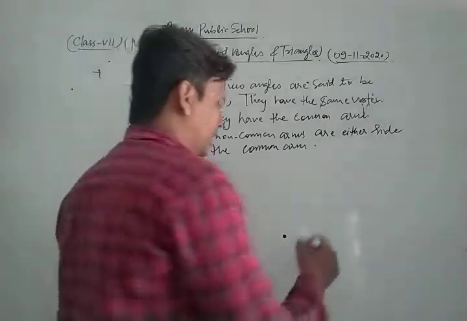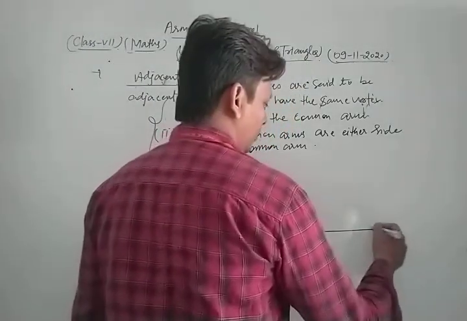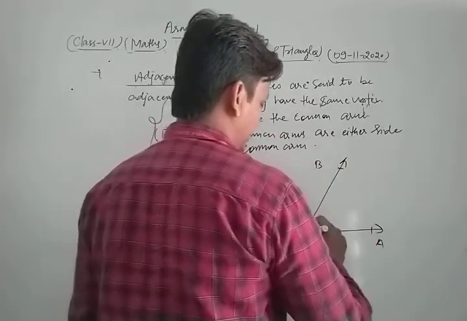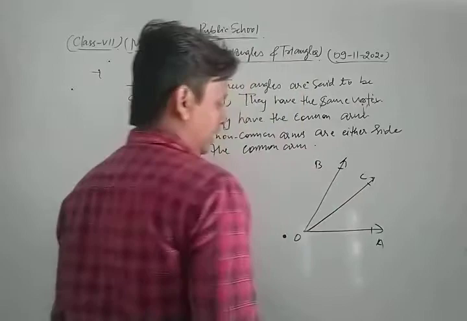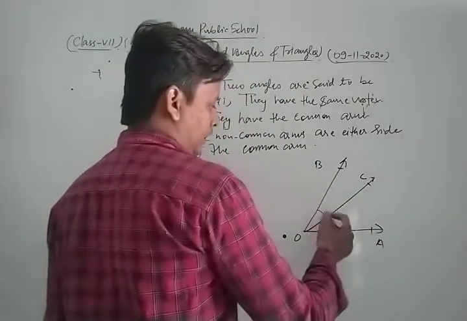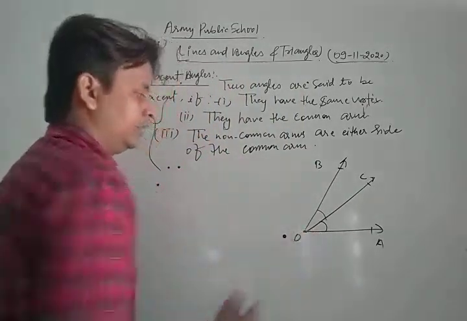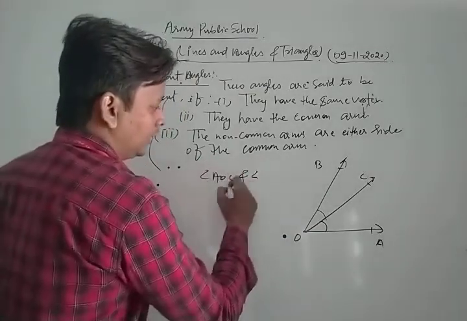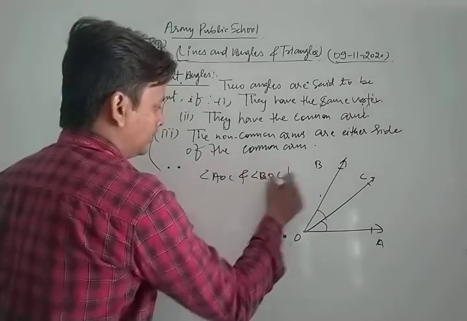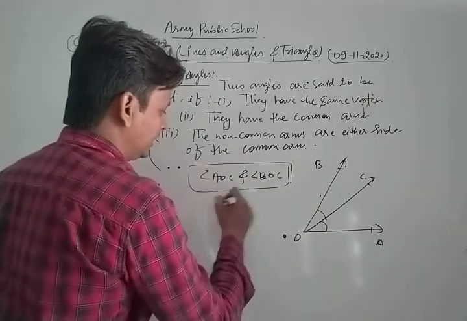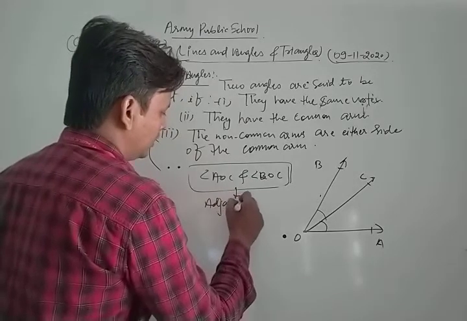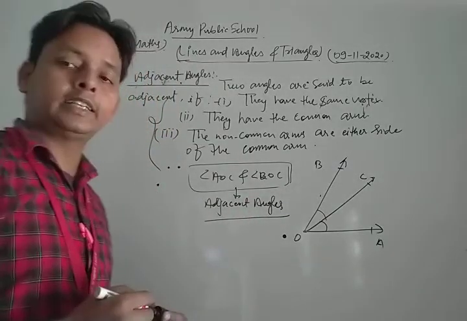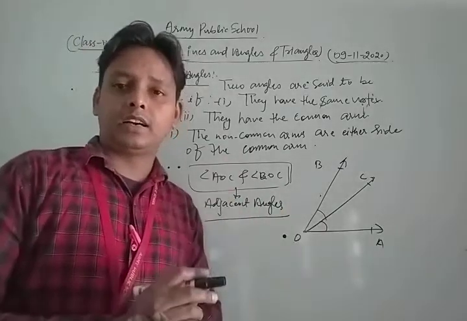Let's see. Suppose that OA and OB are two rays and another ray is OC. Then angle AOC and angle BOC are said to be what? Here angle AOC and angle BOC are the pair of adjacent angles. They are adjacent angles. Why are they called adjacent angles?